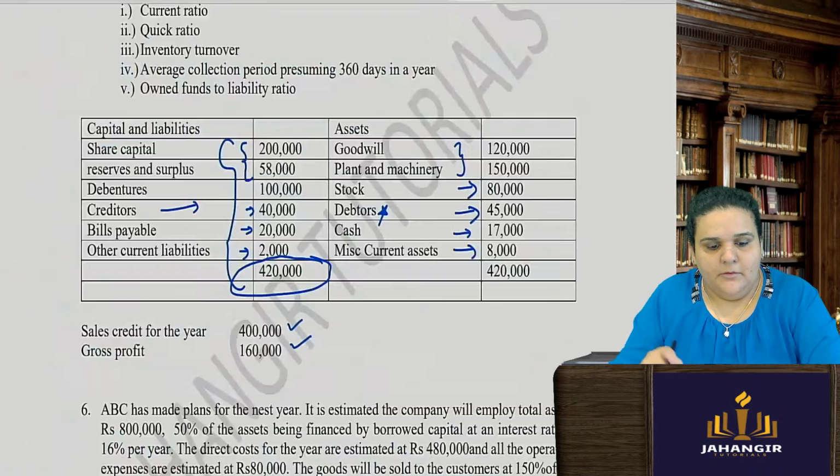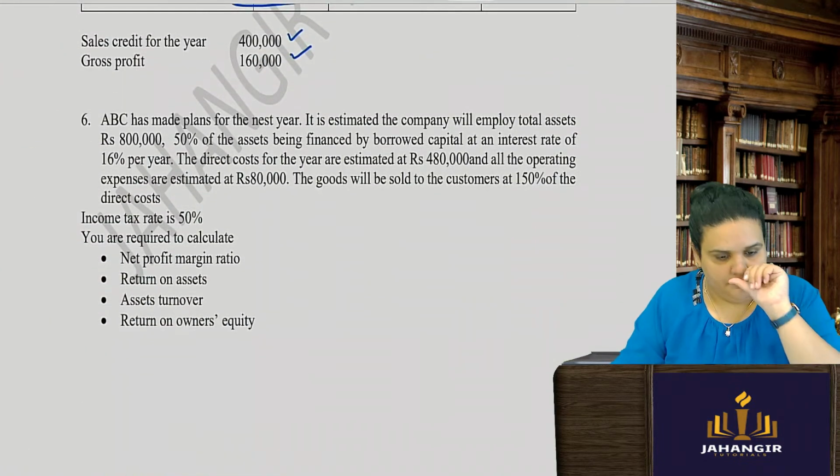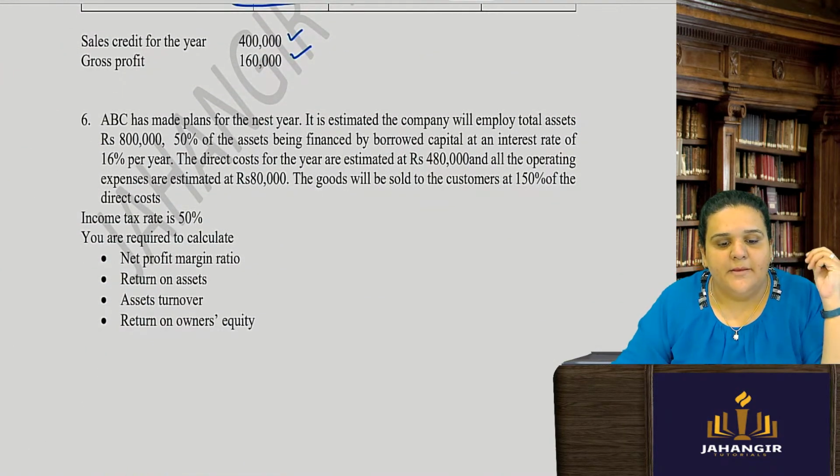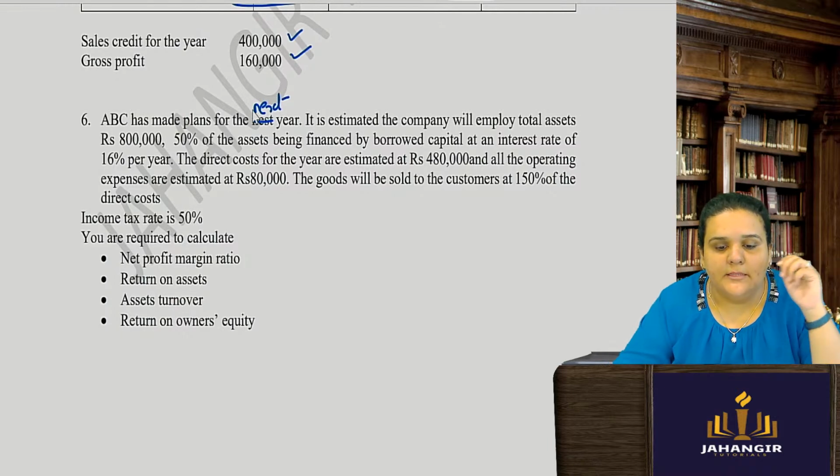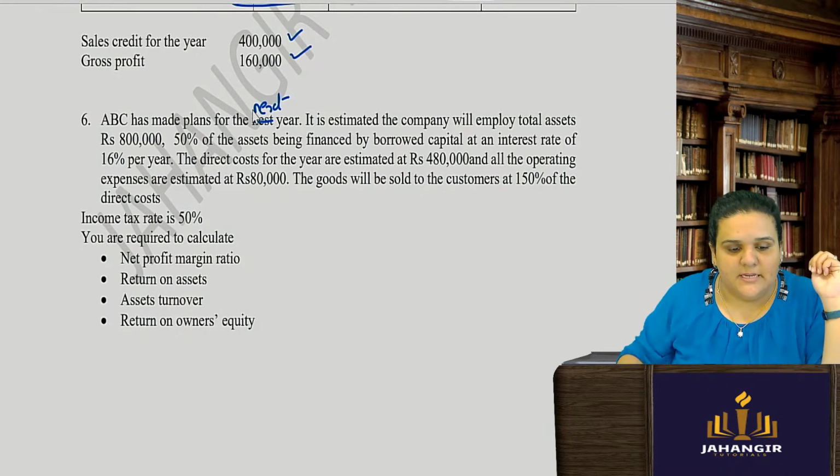Alright. Moving to next question. ABC has made plans for the next year. It is estimated the company will employ total assets of rupees 8 lakhs. 50% will be financed by borrowed capital, on which interest rate will be 16% per year.